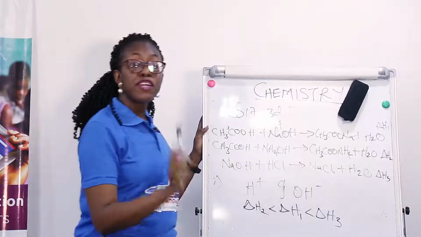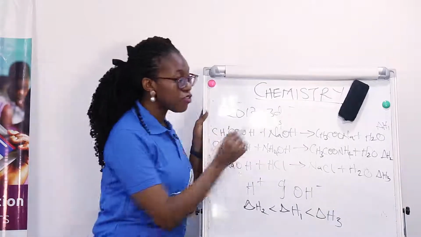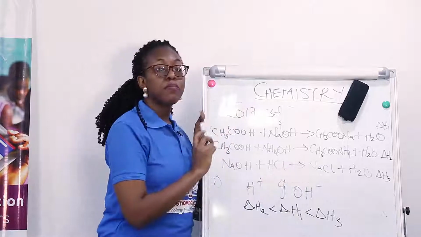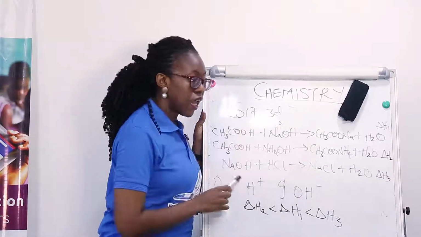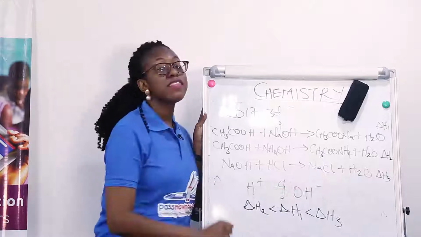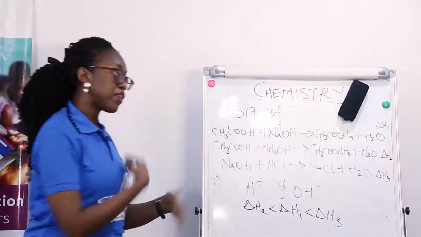The order of increasing magnitude is the second reaction, followed by the first, and then the last. So the last will have the highest enthalpy change.